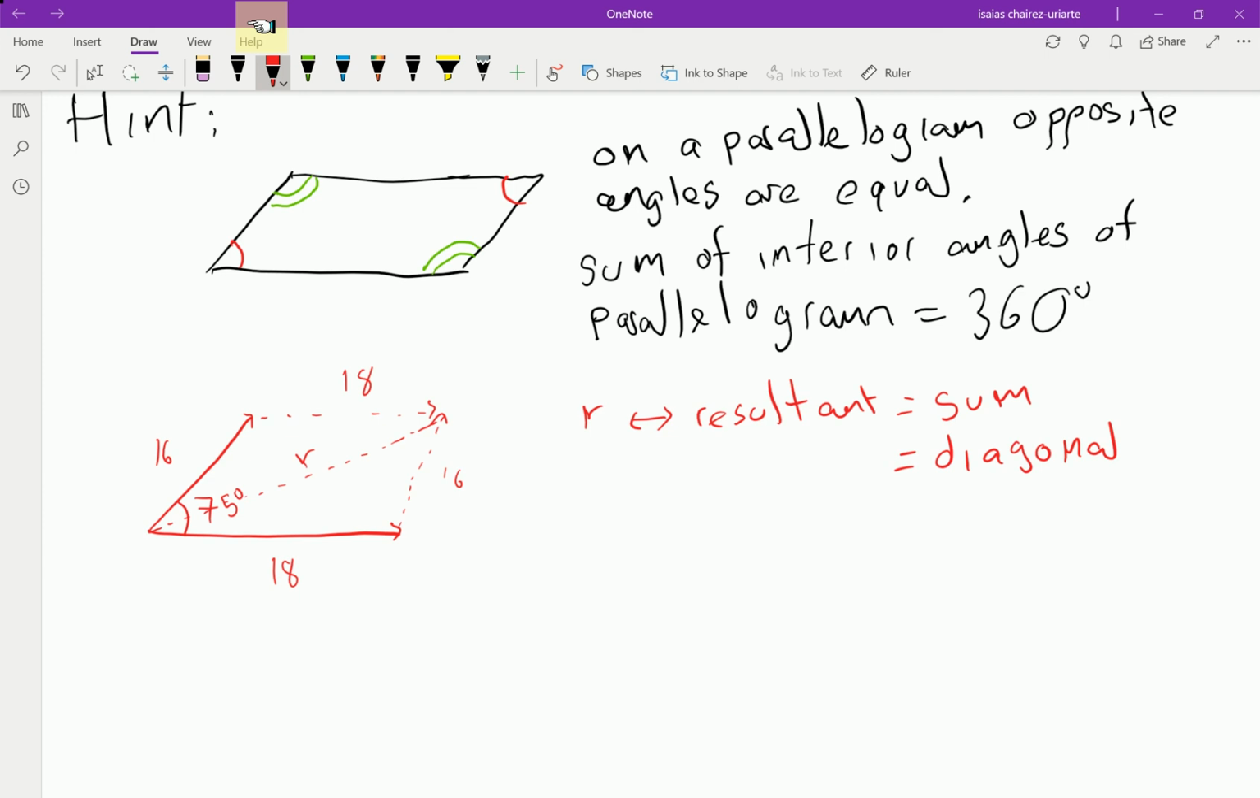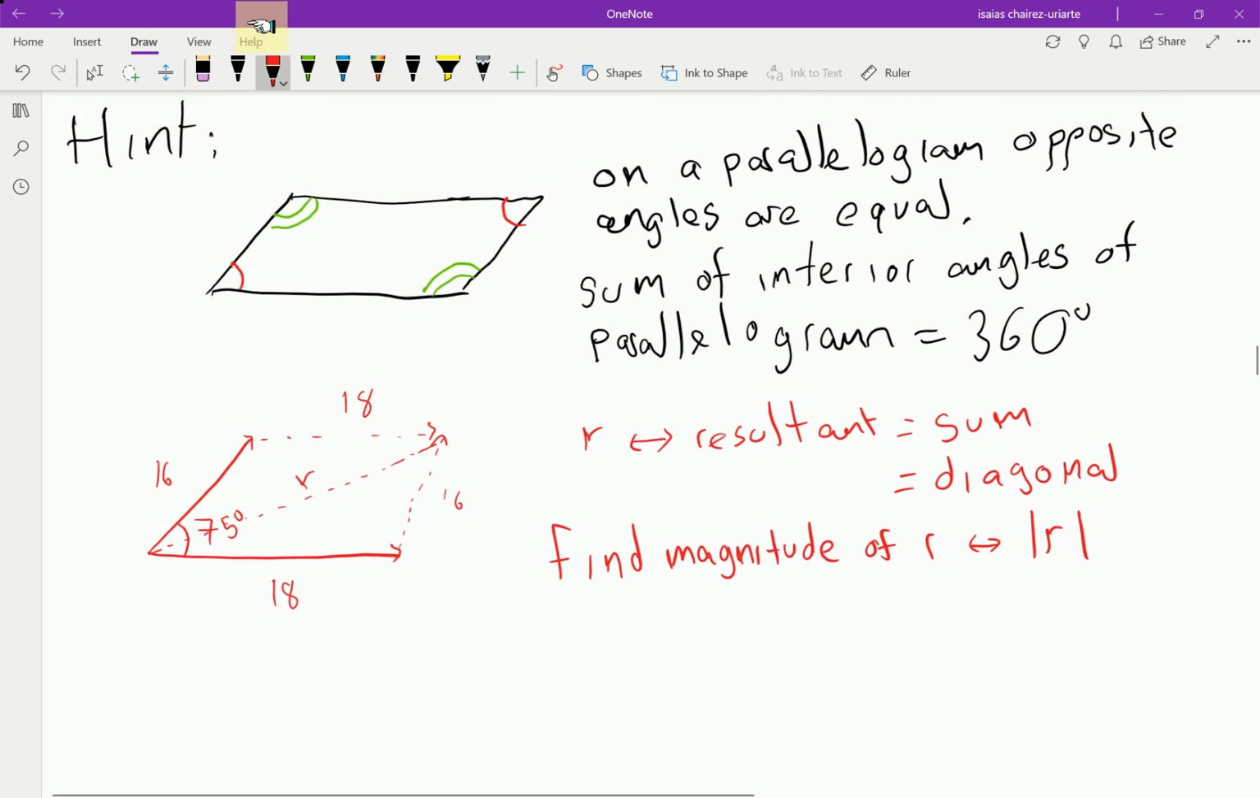And right now, our goal is to find the magnitude of R. Well, that's the same thing as finding the absolute value of R, the magnitude of R. That's what we want to do. All right. Let's think about this hint that was given to us.